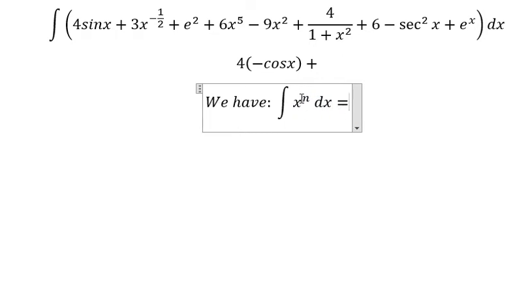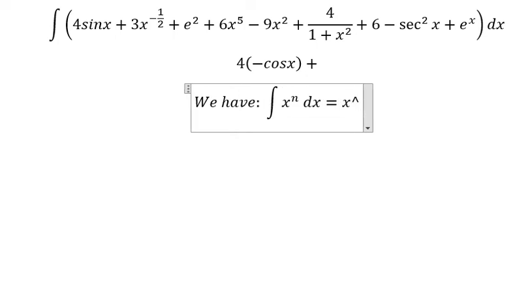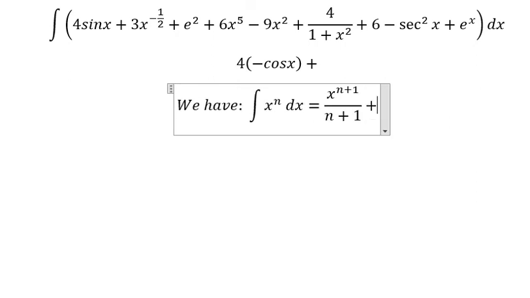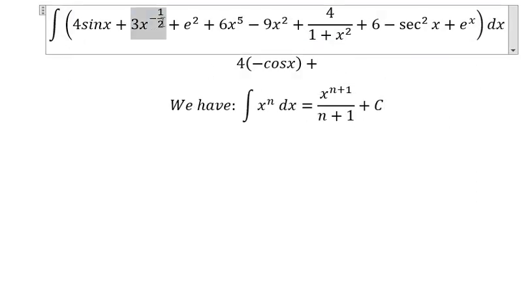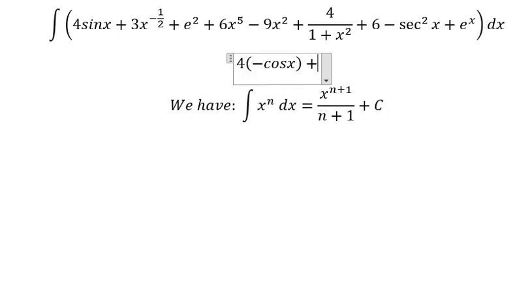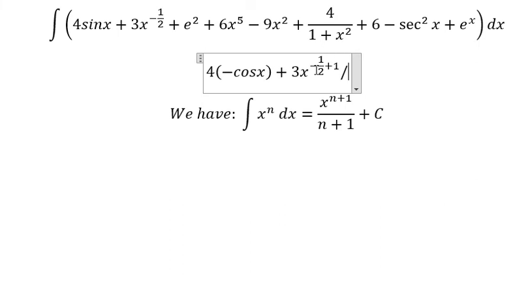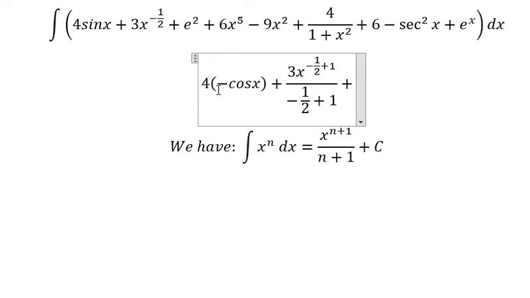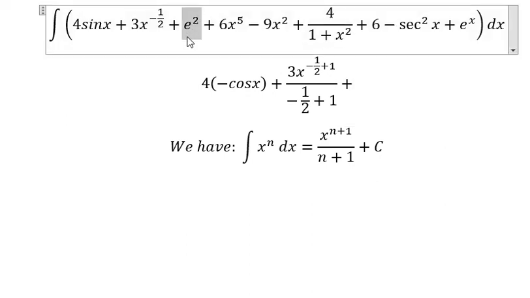The integration of x to the power of n dx, you get x to the power of n plus 1 over n plus 1, and we put c. Now, we have this one in here, so we change n equals negative 1 over 2, go in here and here. So we have 3x to the power of negative 1 over 2 plus 1 over negative 1 over 2 plus 1.